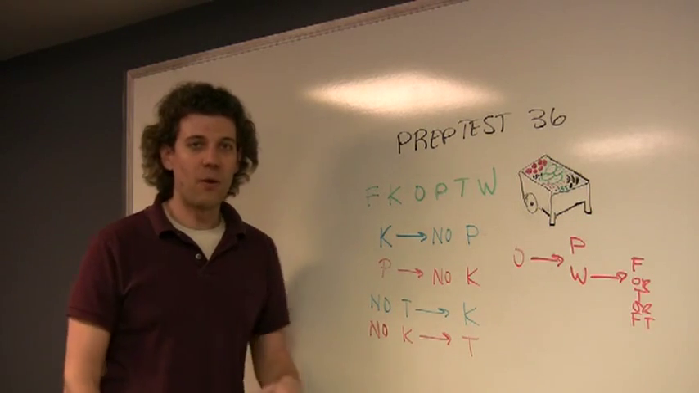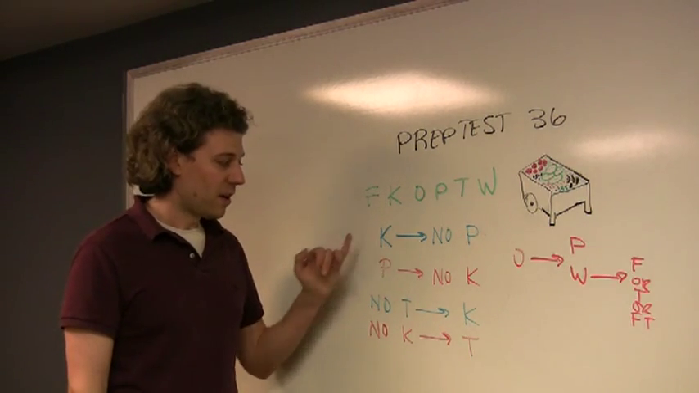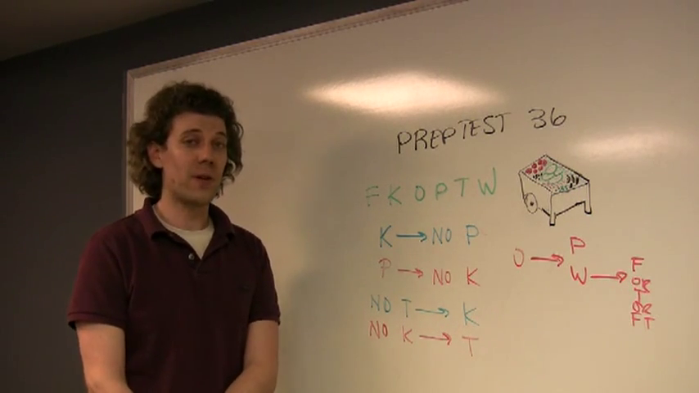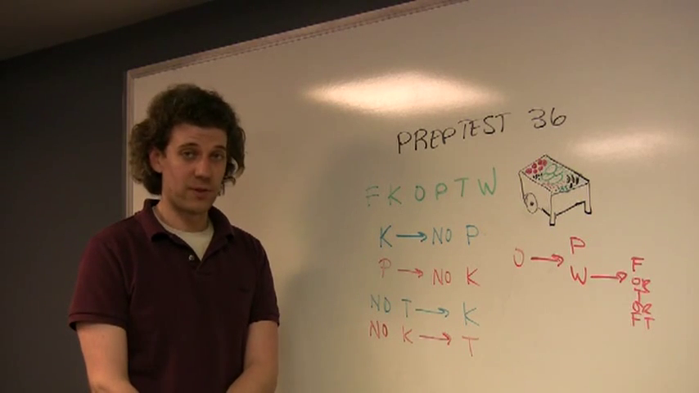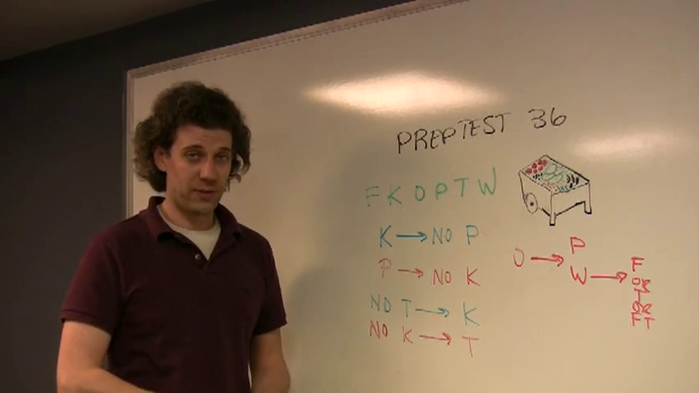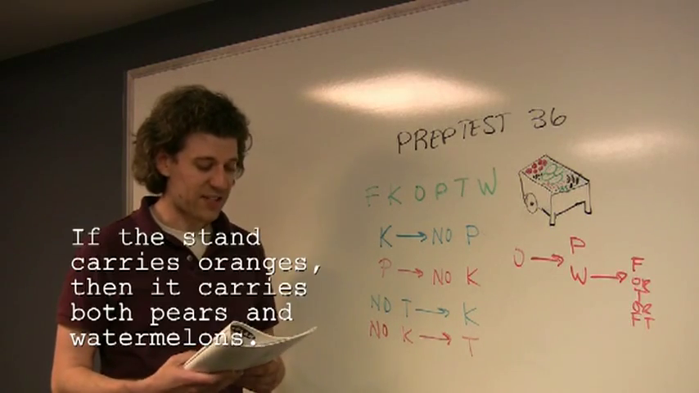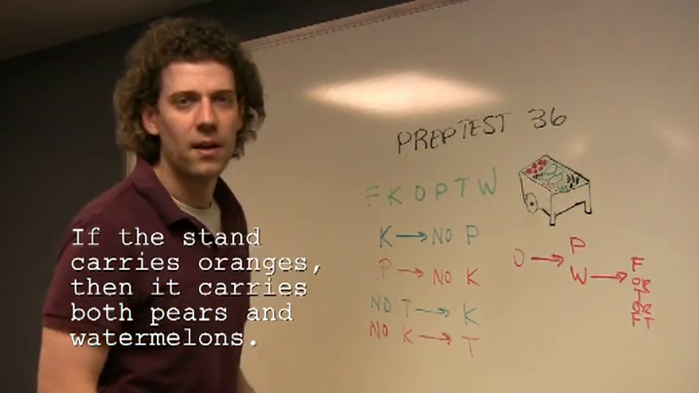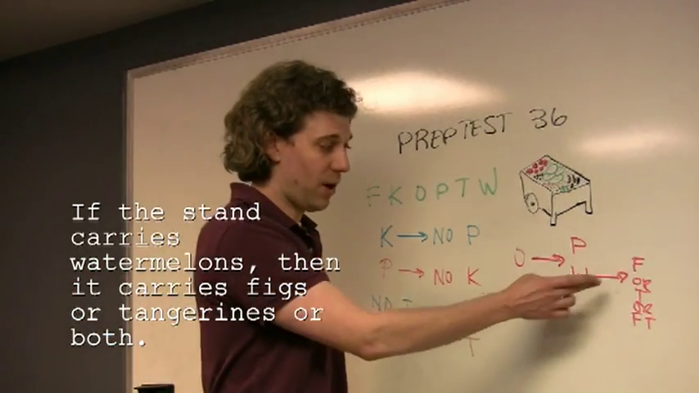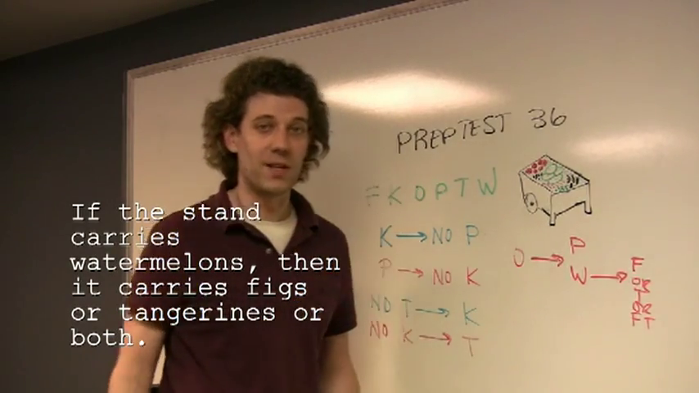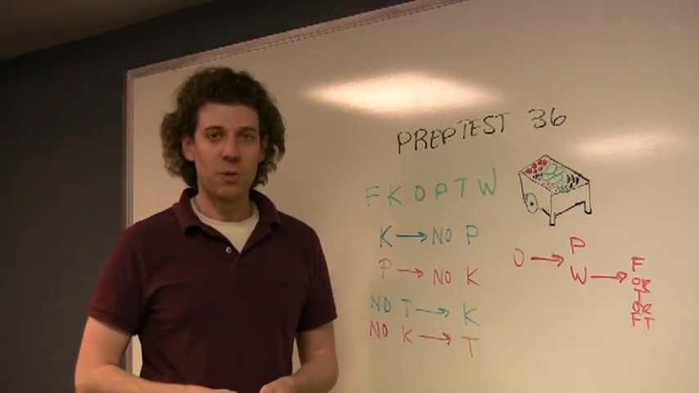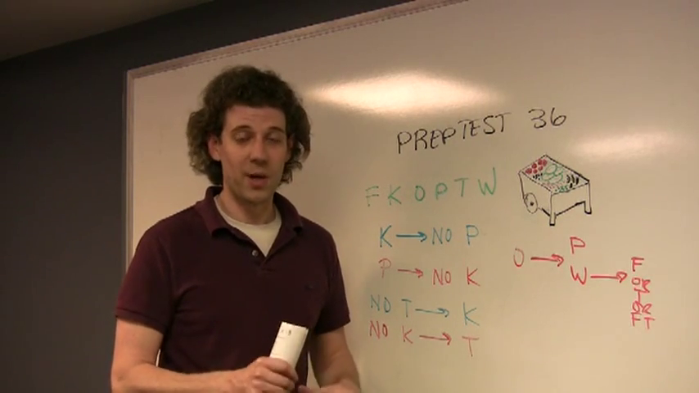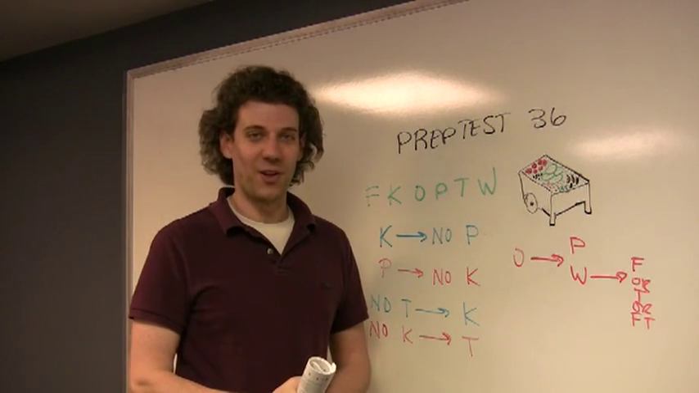All right, great. Now, the important part here, all we've done is translated 2 of the 4 rules and shown that we can answer questions simply on the basis of those. If we were to look at our remaining rules, which are Rule 3, if the stand carries oranges, then it carries both pears and watermelons, and we can see that over here, okay? And then also, if watermelons, then figs or tangerines, or figs and tangerines. Great. Now, ultimately, what you're going to want to have is a really, really amazing, usable, cohesive sketch. So let's take a look at what that would look like.